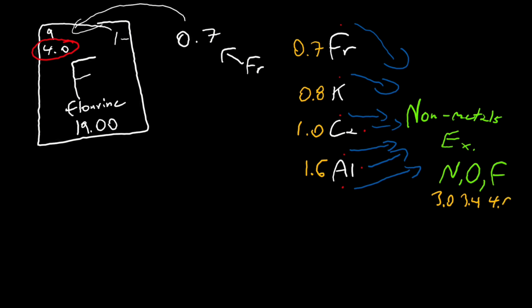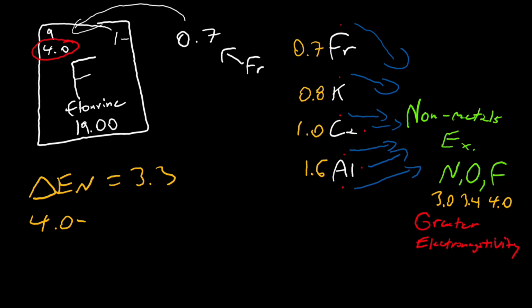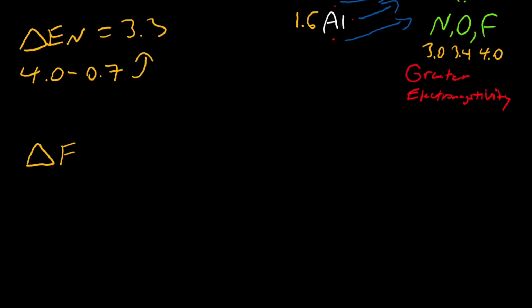Now, how can we use these electronegativities to our advantage? Well, based on the difference between the electronegativities, for example, the difference being 3.3 between francium and fluorine, we can interpret this number to figure out a certain characteristic about the compound. If the difference of electronegativity is 1.7 or greater, this means that the compound is ionic.